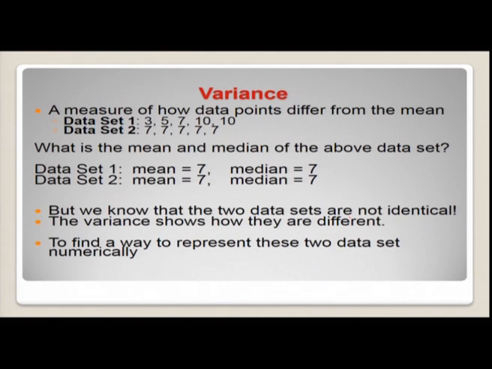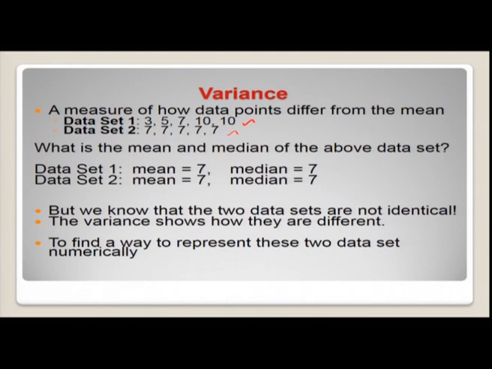What is a variance? Variance is a measure of how data points differ from the mean. Let us consider two examples, two data sets. The first data set has values such as 3, 5, 7, 10, 10. The second data set has values such as 7, 7, 7, 7, 7, five sevens. So what is the mean and median of the above data sets? These are two different data sets. The first has data 3, 5, 7, 10, 10. The second has data 7, 7, 7, 7, 7.